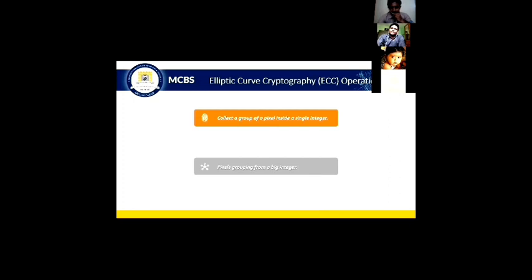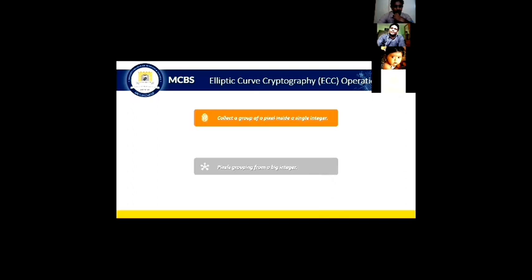Okay. Elliptic curve cryptography operation is divided into two sections. The first section collects a group of pixels inside a single integer. As we know, the image has a list of pixels. If cryptography methods are applied to a single integer, the operation will take more time because the number of pixels is very large.